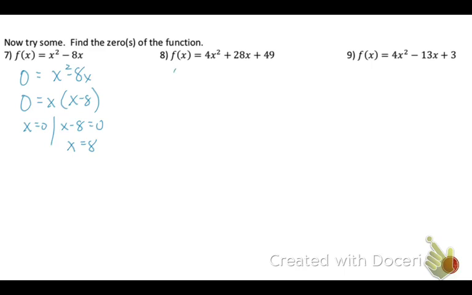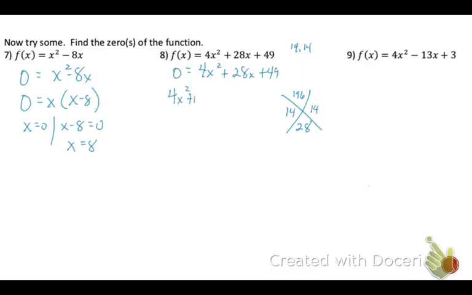Number 8, let's do the same thing. Let's replace the f of x with 0 because we're solving. Now we're going to do two numbers that multiply to give us a times c. So 4 times 49 is 196, and then our b value is 28. If I think of pairs that can multiply to give us 196, it's a little overwhelming. But 14 times 14 is 196. So always look to see if the number is a perfect square, because sometimes those will be your factors. Because if we add them, we get 28.